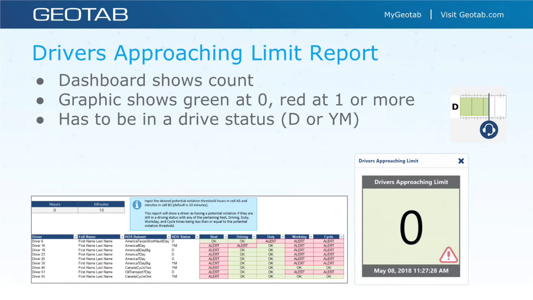This is a report, a driver's approaching limit. So the dashboard graphic is going to show a count of how many drivers are approaching the limit. If there's 0 drivers approaching their limit, the graphic is going to show as green. If there are 1 or more drivers approaching their limit, the graphic is going to show as red.